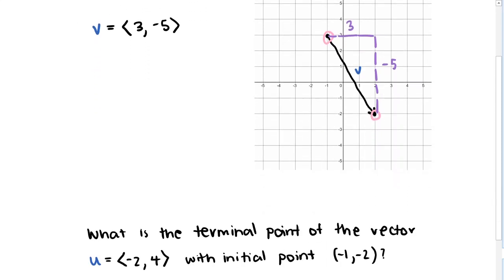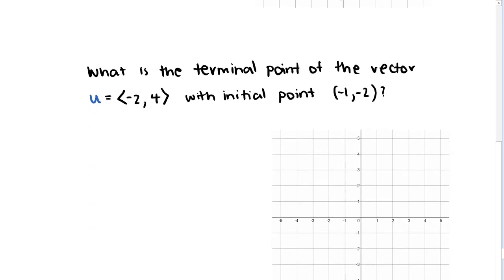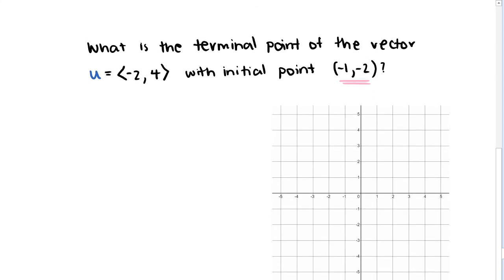Now what if we have another example here where we're given that the component form of the vector is -2, 4, and we know that the initial point of this vector is -1, -2. Okay, so here this just says that we're starting at this point, -1, -2, that's the initial point, and we know that our vector has a horizontal component of -2, so it travels 2 units to the left to get to our terminal point, but it also travels 4 units up to get to our terminal point. And so here, this is the location of the terminal point. And so this is our vector u.